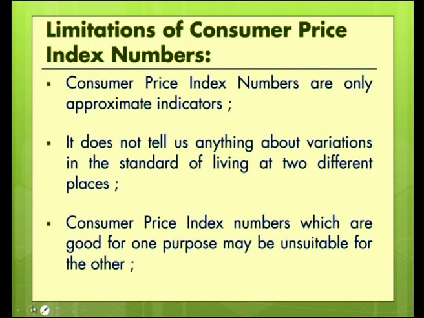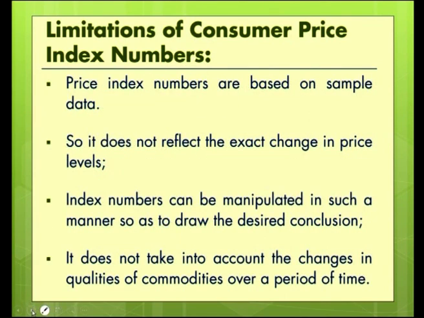Among the utilities of the consumer price index, there are also some limitations for the cost of living index number. That is, consumer price index numbers are only approximate indicators, they are not exact. It does not tell us anything about variations in the standard of living at 2 different places. That is, the consumer price index numbers which are good for one purpose may be unsuitable for another purpose. Also, the price index numbers are based on sample data. So, it does not reflect the exact change in the price level, it is only approximate.